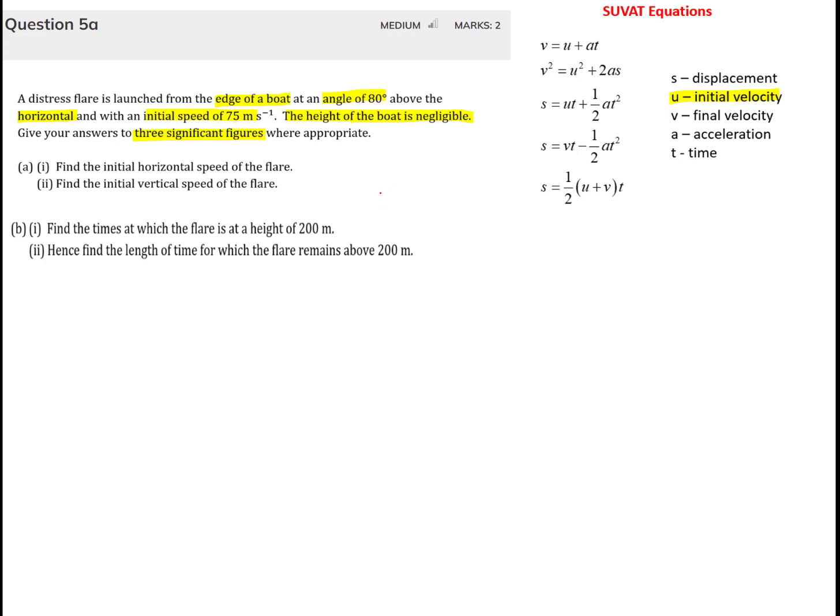And do read the rest of the question, or pause this video anytime you want. And we do have to look at which one of these SUVAT formulas we might need later on for part B. So, find the initial horizontal speed of the flare.